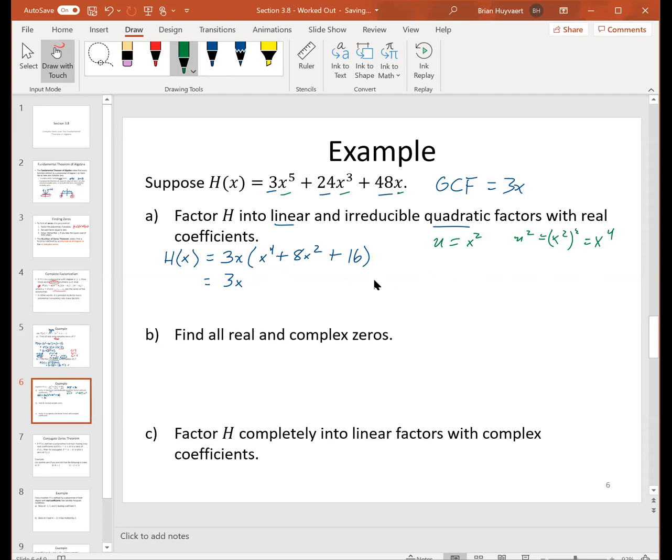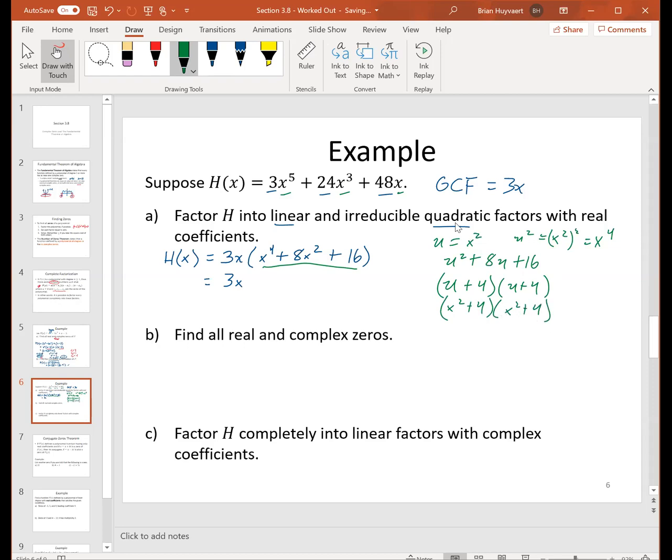So the stuff in parentheses here, we could say, oh, that's really u squared plus 8u plus 16. That u substitution just allows us to reframe this into something we're more familiar with. Hey, this is a quadratic, and I can factor this into u plus 4 times u plus 4. Oh, that's not bad, right? And we say, well, let's just replace this. What was u? It was x squared. So it was x squared plus 4, x squared plus 4.